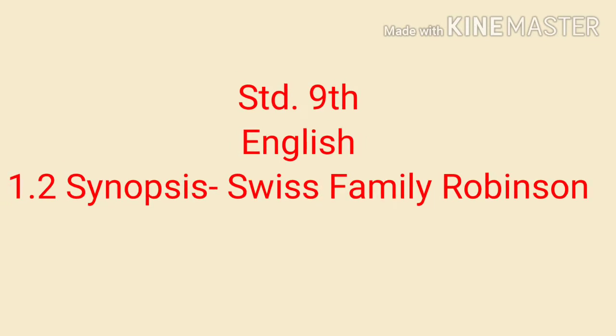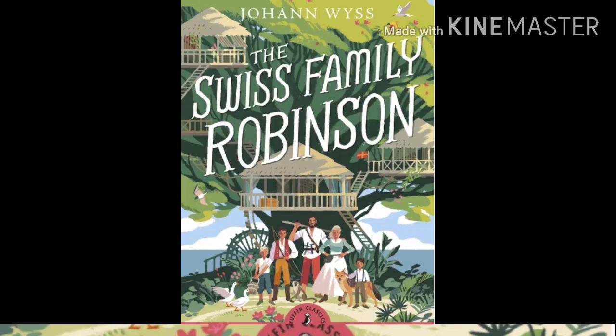Hi students, today's topic is Standard 9th English 1.2 Synopsis: Swiss Family Robinson. Students, synopsis means outline or short description. It's a description of a novel written by John Wyss, The Swiss Family Robinson.